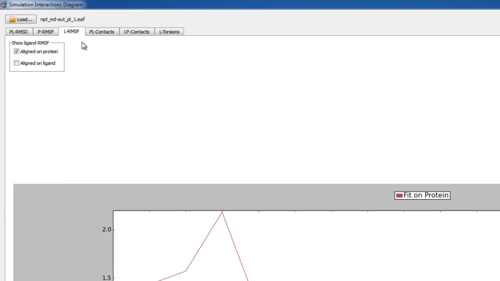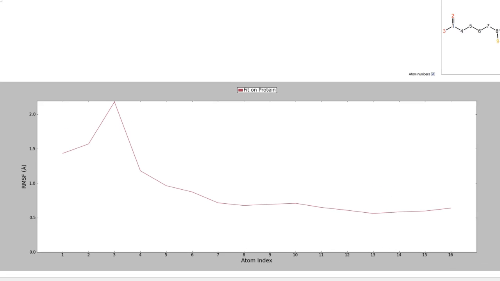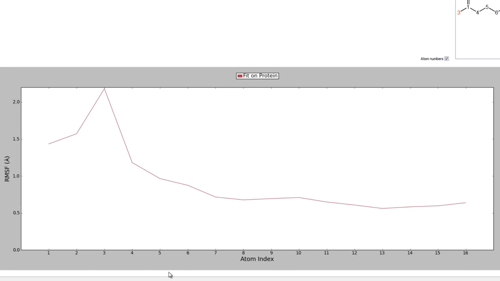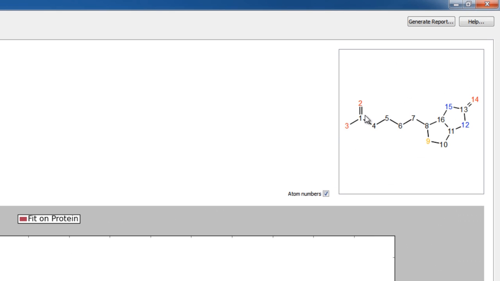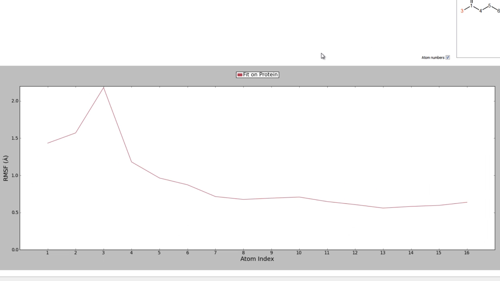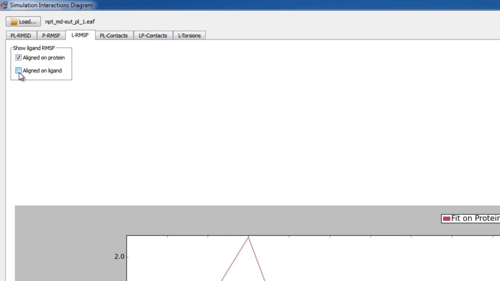Here, we have the L-RMSF, or ligand root mean square fluctuations, where we show the ligand fluctuations broken down by each atom shown on the x-axis and corresponding to the 2D structure. Ligand RMSF may provide insight on how ligand fragments interact with the protein and their entropic role in the binding event. So here we have the RMSF values for the ligand heavy atoms where the system is aligned on the protein or aligned on the ligand.